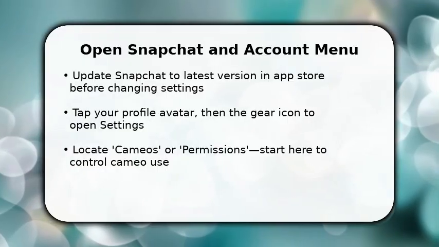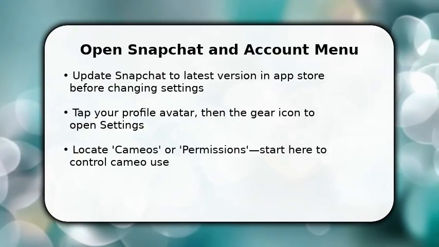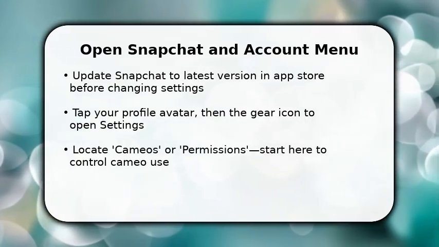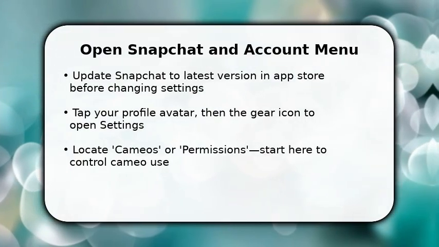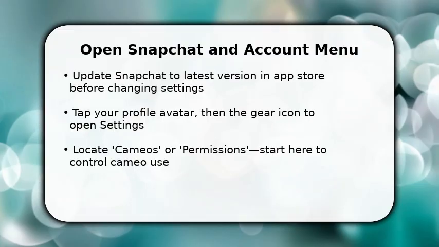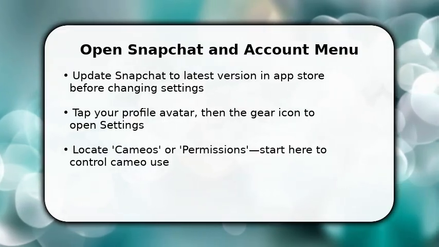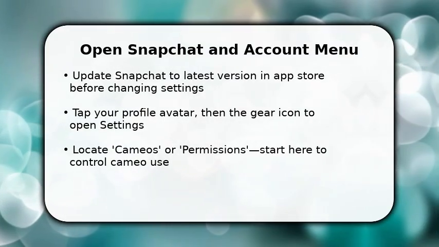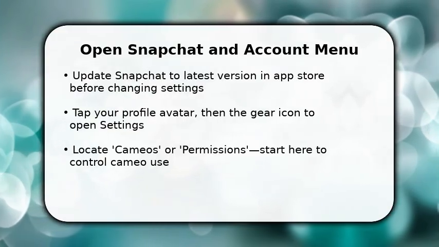You start inside Snapchat with the app updated. This prevents hidden UI differences. Tap your profile avatar at top left, then the gear icon to open settings. Once there, scroll to the Cameos or Permissions section. This is the control center for Cameo image and camera access.